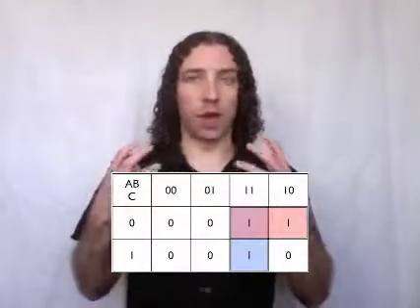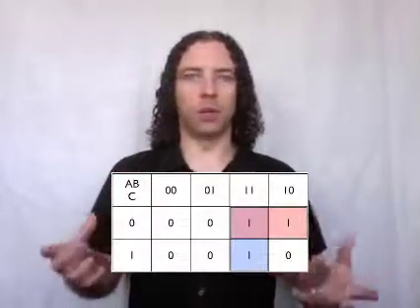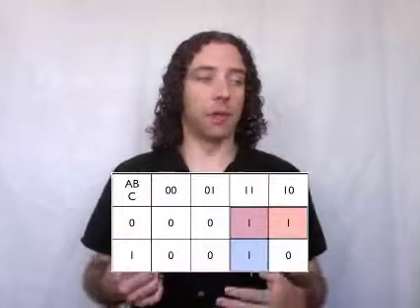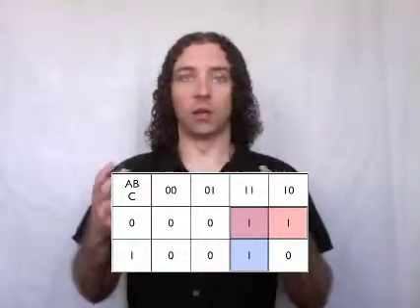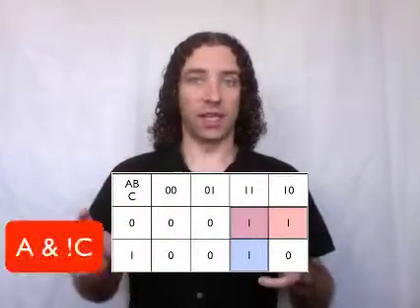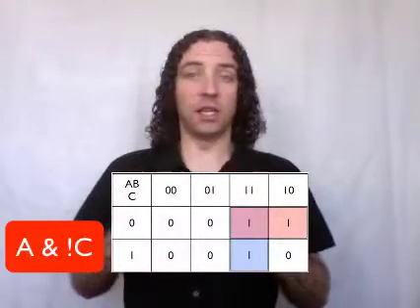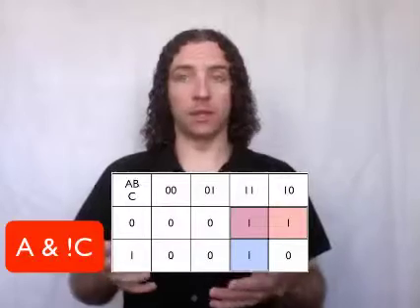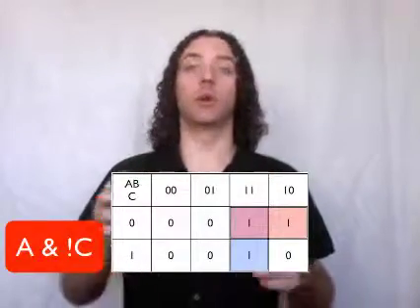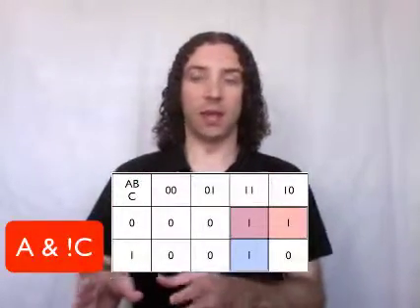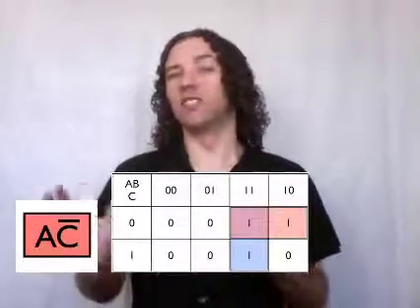So, okay, now that we've got these rectangles highlighted, what do we do? Well, we figure out what they describe. So the first one here is actually going to be A and not C. As long as A is true and C is false, it doesn't matter what B is. So that's going to be one of the values we're going to get. So we're going to write it down at the bottom as A times C bar, which means C negated.